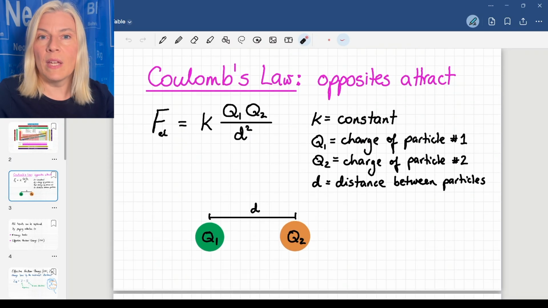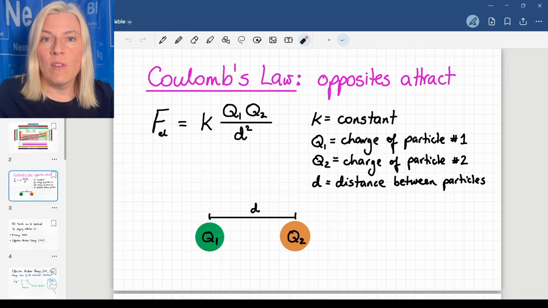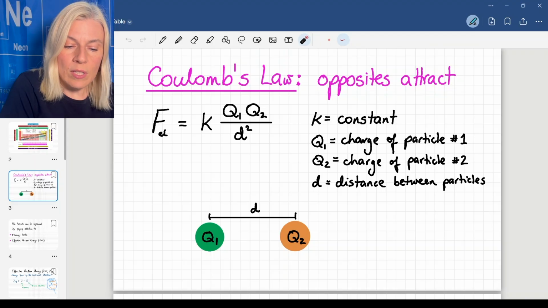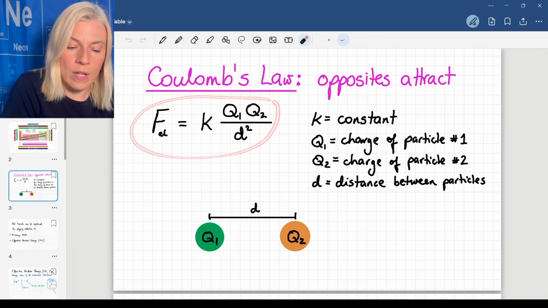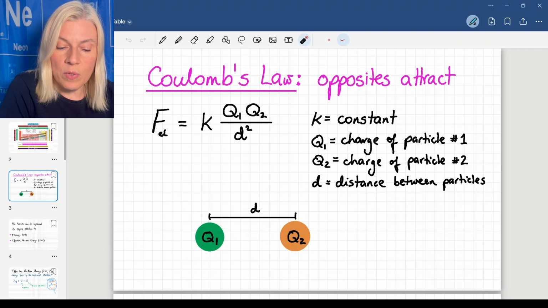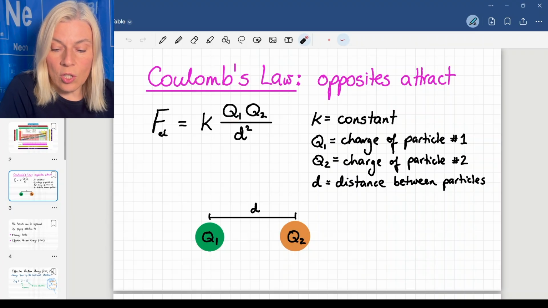So for many trends, they will ask you to explain using Coulomb's law. So let's talk about what Coulomb's law is. Coulomb's law is very simple, it says opposites attract, right? So here is the equation for Coulomb's law, and this is your electrostatic force. Yes, so this is your opposites attract. K is a constant. It will be a positive number. Q1 is the charge of your particle 1. Q2 is the charge of particle 2. And d is the distance between particles.